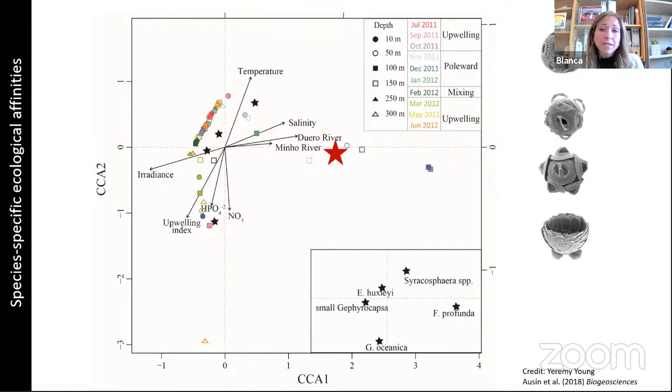Conversely, Florisphaera profunda shows affinity for the downwelling regime and low productivity conditions. And finally, Syracosphaera genus is linked to warmer oligotrophic waters during the non-upwelling season. What is important is that this information on coccolithophore distribution and temporal variations is of great use to qualitatively interpret nanofossil records in terms of past dynamics of the upper water column. And this is something I would like to do in the following work.